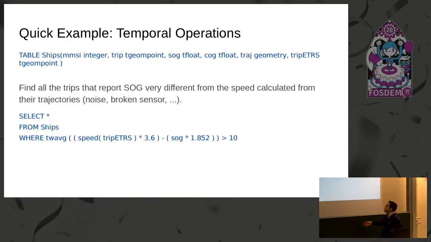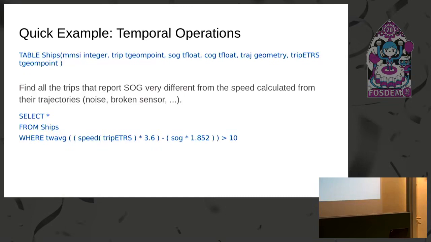Another query: find the ships that have speed over ground different from the speed calculated from trajectory. Basically, in this table, you have 2 speed components. One that is coming from the sensor, SOG, and one that you can calculate from the spatiotemporal trajectory that has been constructed. Normally, they should be the same. If they are not the same, then the sensor is providing some wrong information.